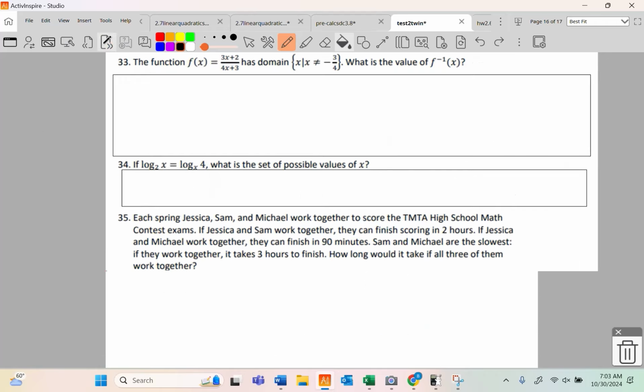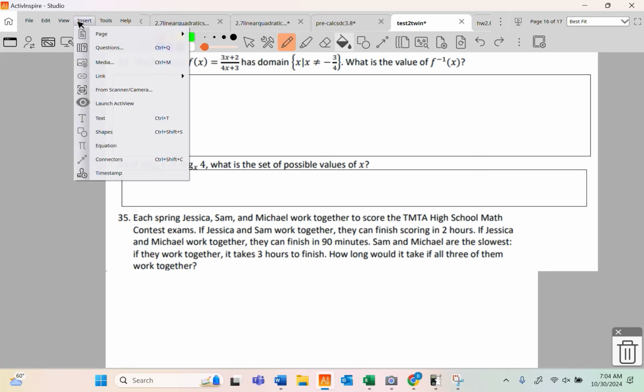All right, 33. The function f of x equals 3x plus 2 over 4x plus 3 has a domain of all values of x such that x is not negative 3/4. What is the value of f to the negative 1 of x? What they're asking you to do here, and it's written poorly, is find the inverse of this. And inverse is something we'll be doing sooner or later.